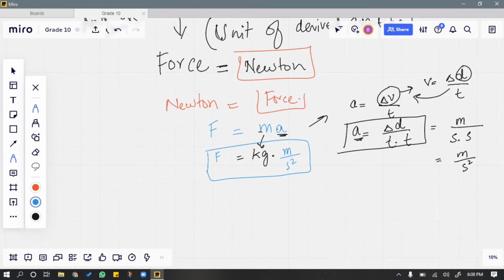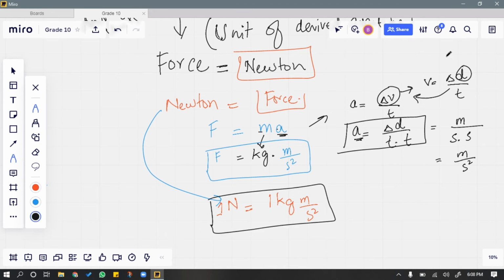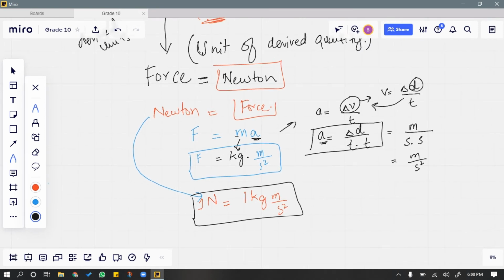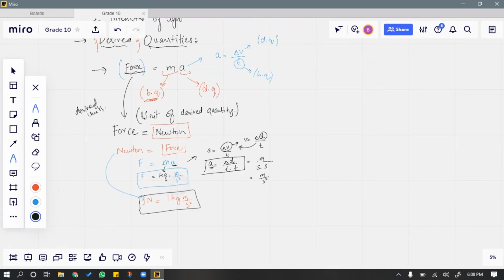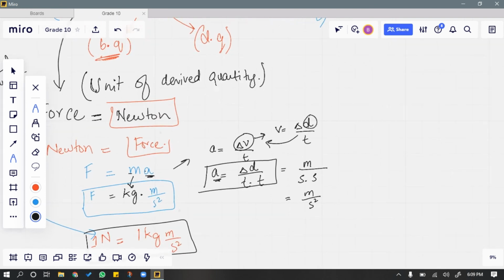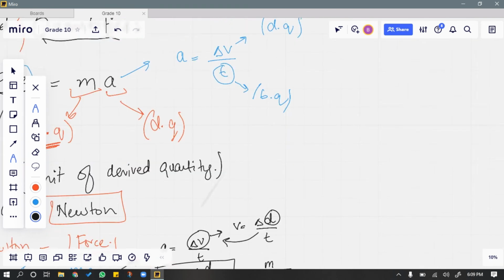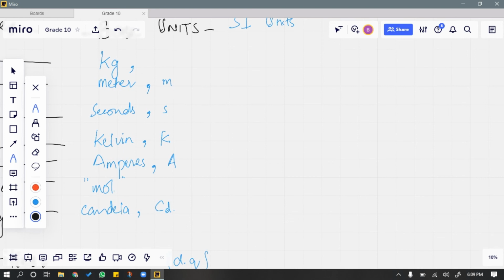So whenever someone says, please describe Newton in terms of base units, we say yes, 1 Newton is equal to 1 kilogram meters per second square. This is how we describe our derived quantities in terms of base quantities. This is our base and derived quantities on the whole in general. There is nothing much to elaborate because this topic is quite basic.